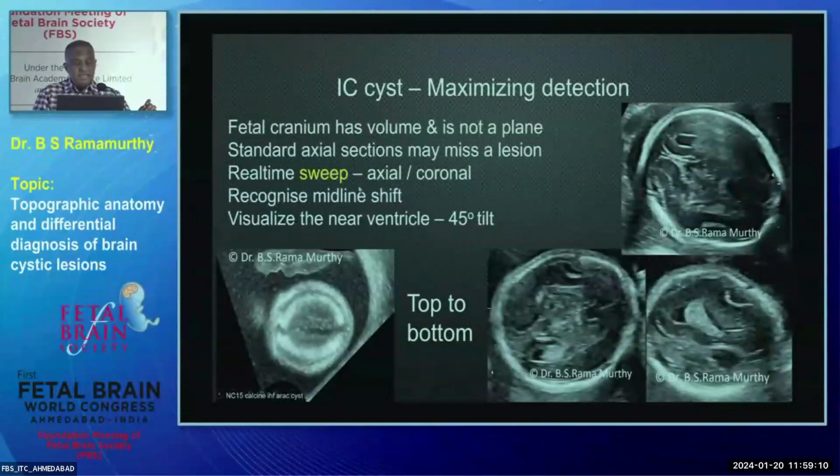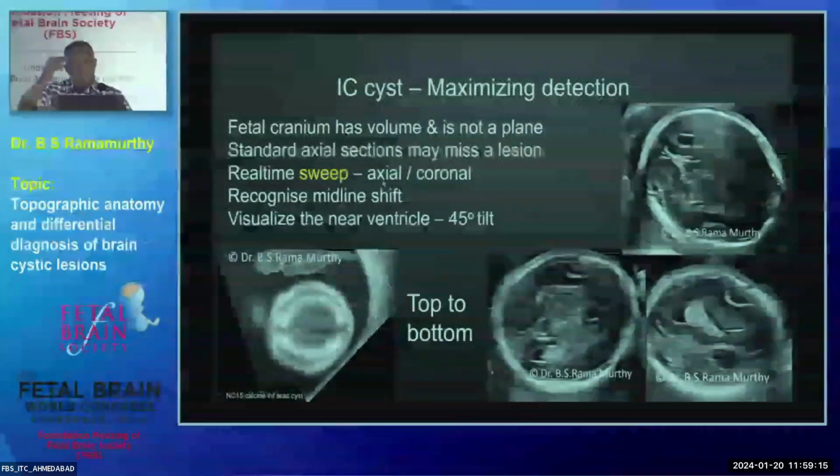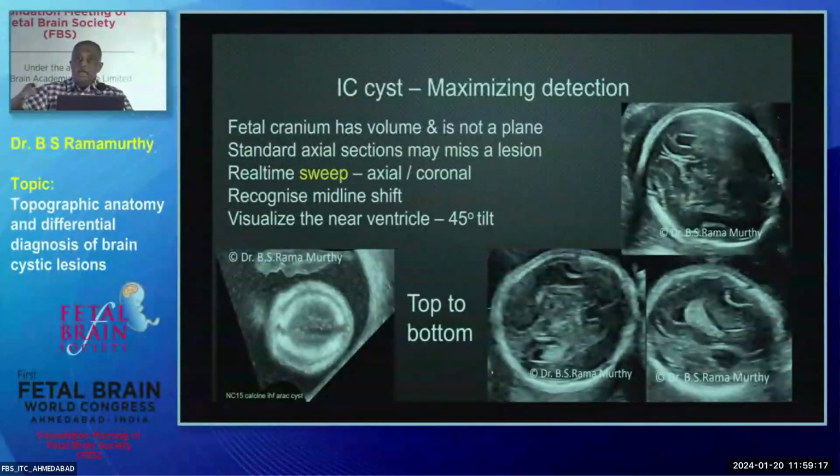But this is easy. So I strongly exhort you all to do a real-time sweep, both in axial and coronal, and store your basic axial plane, so that you know you've done your little bit to treat the brain as a volume and not as a single slice. Also be sensitive to midline shift. If the midline is shifted, your antenna should go up and look at the possible cause of this midline shift, and also visualize and document the near ventricle.